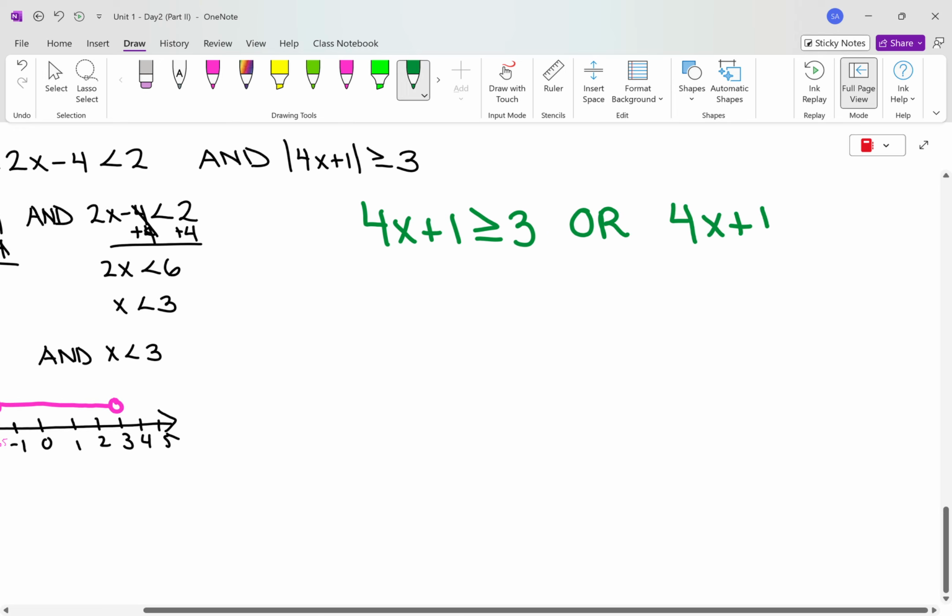We're going to solve this now. So 4x is greater than or equal to 2. X is greater than or equal to a half. Here we're going to have 4x is less than or equal to negative 4. X is less than or equal to negative 1.